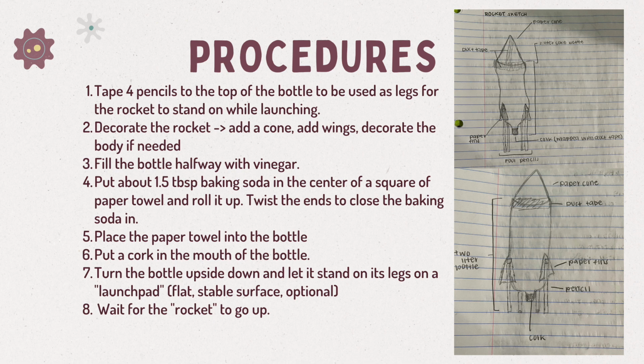Fill the bottle halfway with vinegar. Put about 1.5 tablespoons of baking soda in the center of a square of paper towel and roll it up. Twist the ends to close the baking soda in. Place the paper towel into the bottle. Put a cork in the mouth of the bottle. Turn the bottle upside down and let it stand on its legs on a launch pad. Wait for the rocket to go up.